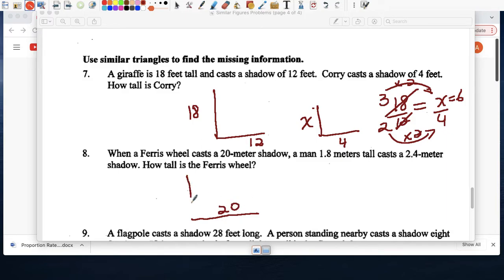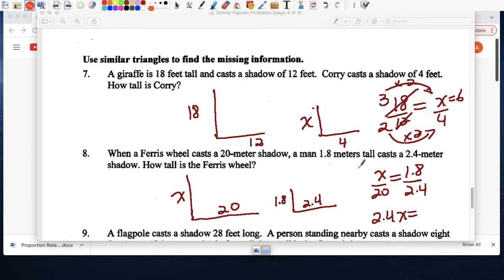A Ferris wheel has a 20-meter shadow. I don't know how tall the Ferris wheel is, so call that x. A man standing right next to it is 1.8 meters tall, and he has a shadow that's 2.4. So set up your proportion: x corresponds to 1.8, as 20 corresponds to 2.4. Cross multiply.